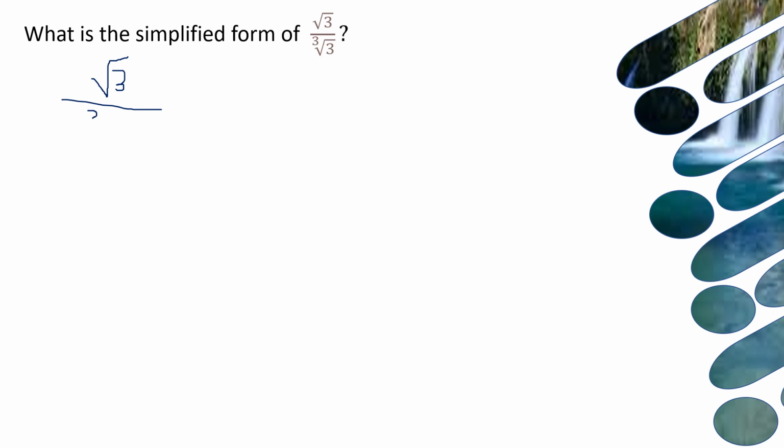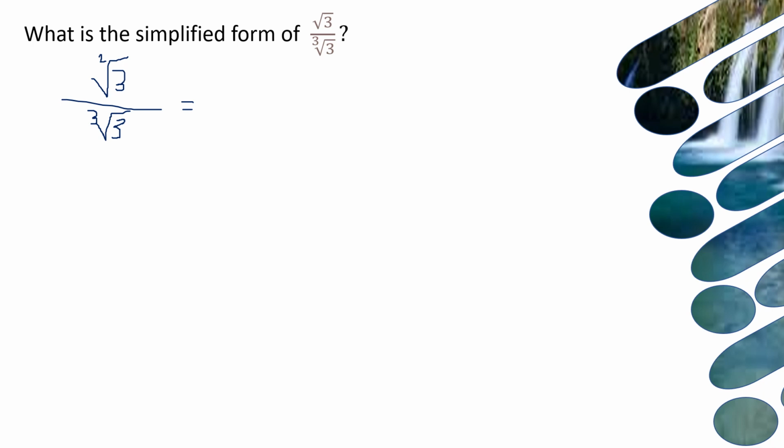Now let's move on to our next question. What is the simplified form of square root of 3 over cube root of 3? So square root of 3 and cube root of 3 have different indices. The index here on the numerator is 2, while the index in the denominator is 3. So you cannot carry on with the operation yet because they don't have the same indices.